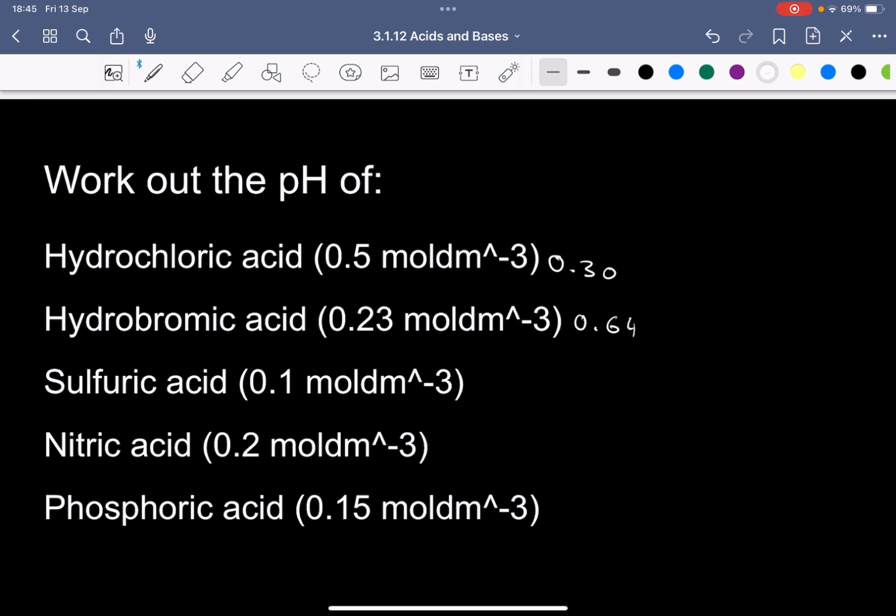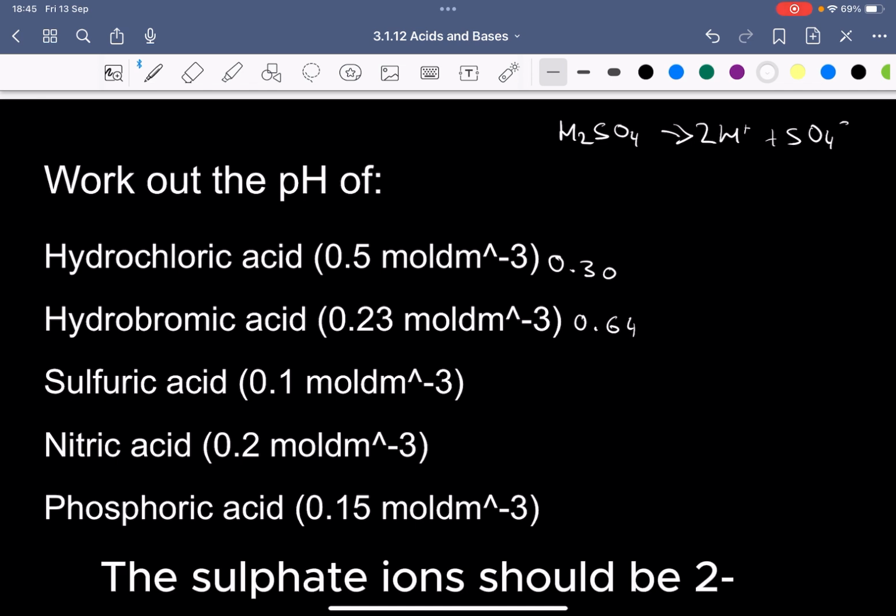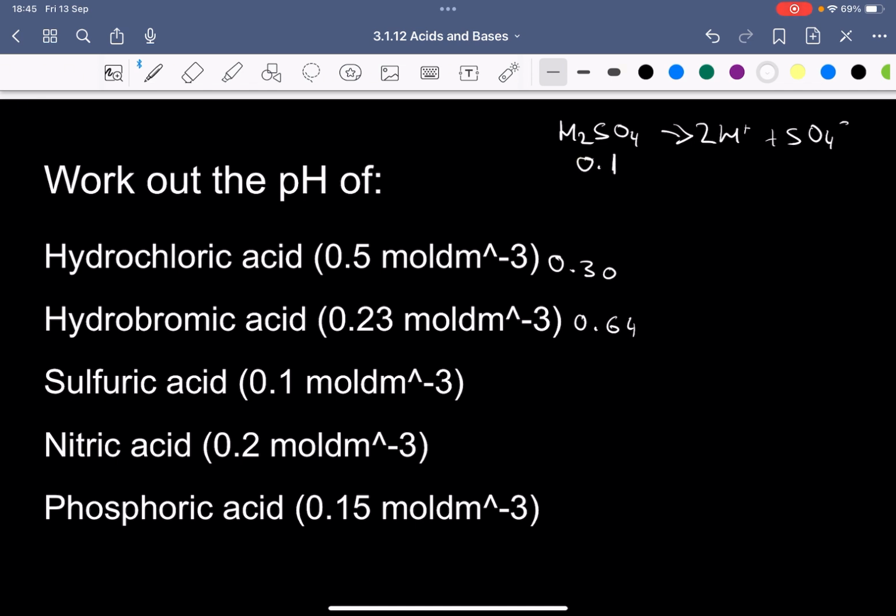Now for sulfuric acid, we have H2SO4, and this dissociates to 2H plus and SO4 2 minus. Now, we originally have 0.1 moles per decimeter cubed. However, sulfuric acid to H plus is a 1-to-2 ratio. So this means if we want to work out the H plus concentration, we need to times it by 2, so that we get 0.2. Then we can just minus log this.